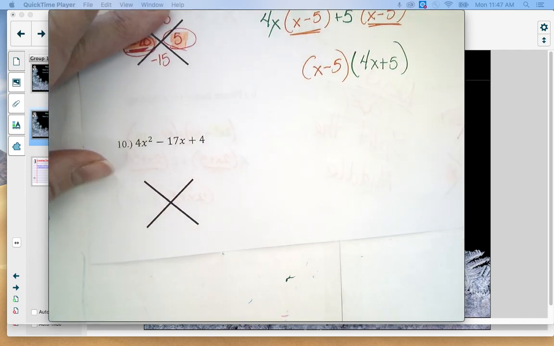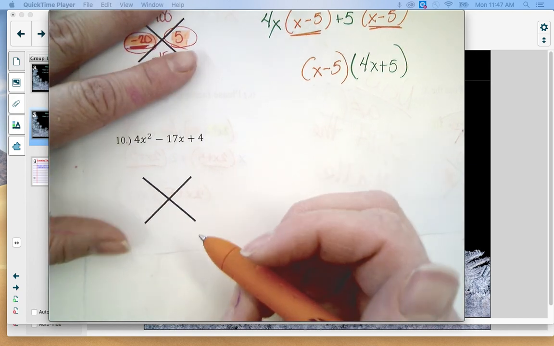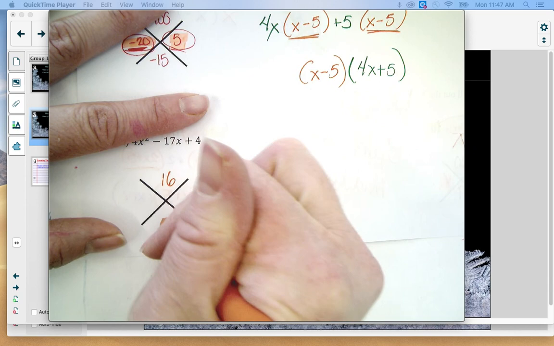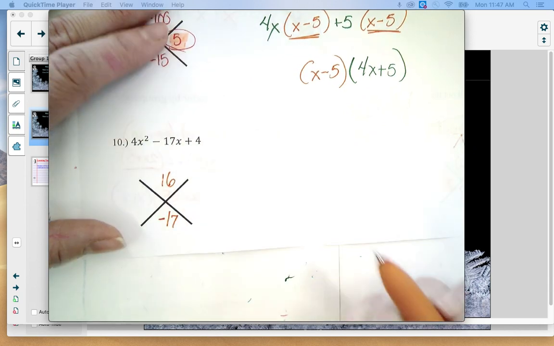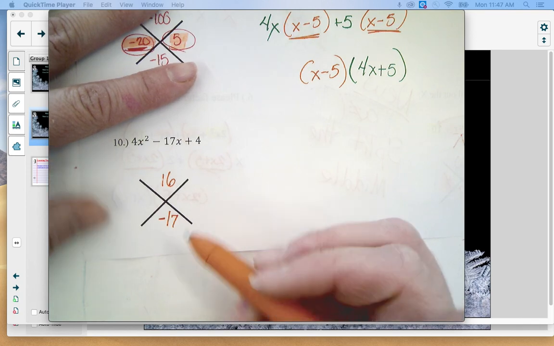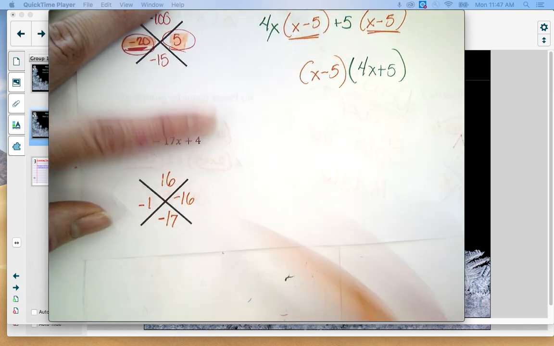Regroup with me. What would go on the top of your X? And again, I'd rather hear from you when you're ready than catch you off guard. What would go on the top of your X? You're here with 16. What would go on the bottom? Negative 17. What two numbers multiply to give you 16 and add to give you negative 17? Negative 1 and negative 16.